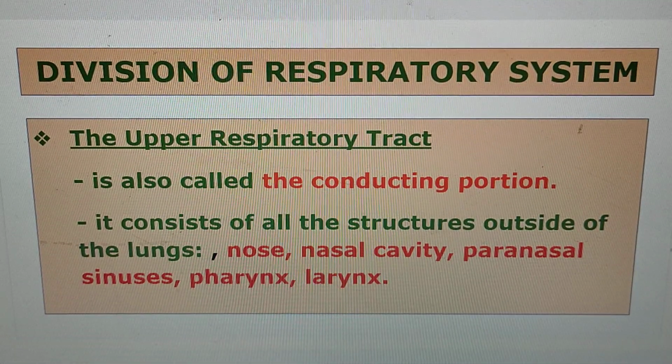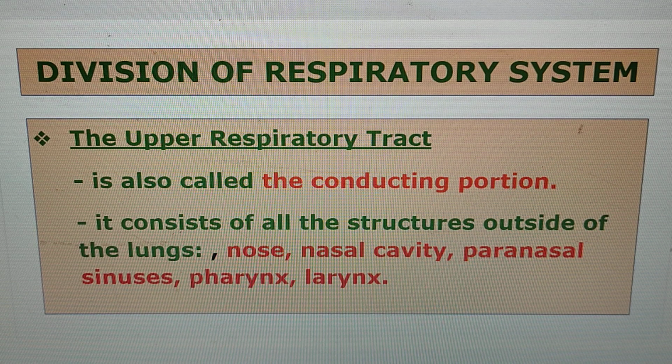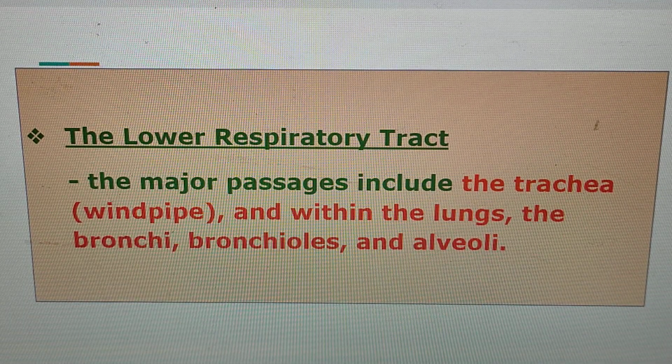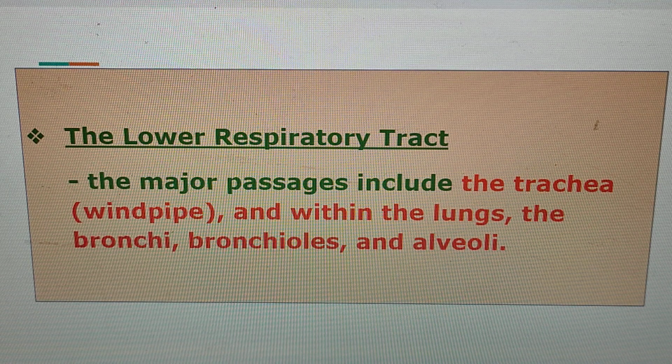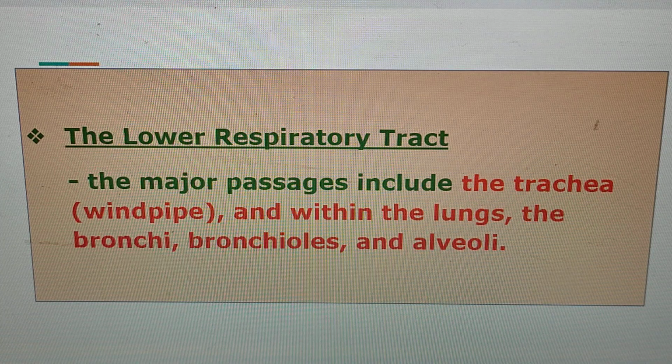There are two divisions of the respiratory system. One is the upper respiratory tract, also called the conducting portion. It consists of all the structures outside of the lungs, which are the nose, the nasal cavity, paranasal sinuses, pharynx, and larynx. The second division is the lower respiratory tract. It is the major passages that include the trachea, the windpipe, and within the lungs, the bronchi, the bronchioles, and alveoli.